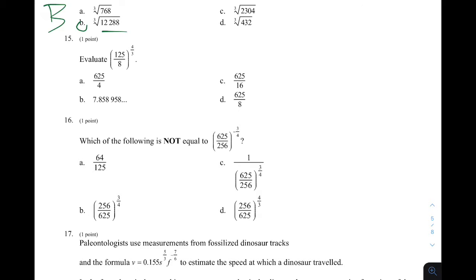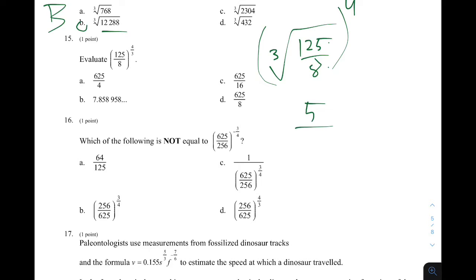15 asks you to evaluate 125 over 8 to the power of 4/3. We could rewrite that as the cube root of 125 over 8 and all of that to the power of 4. The cube root of 125 over 8, 125 and 8 are both perfect cubes. 125 is 5 cubed, and 8 is 2 cubed. So we've done the cube rooting operation, and we still have this exponent left on the edge.